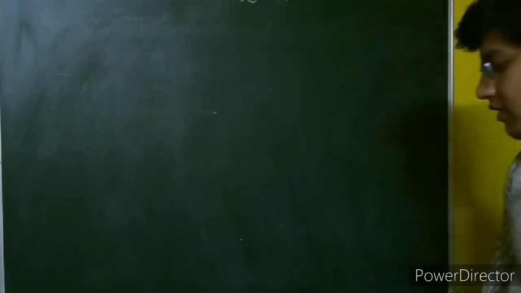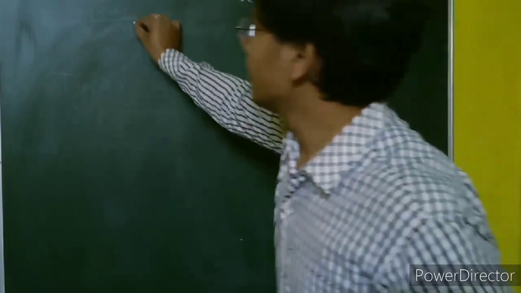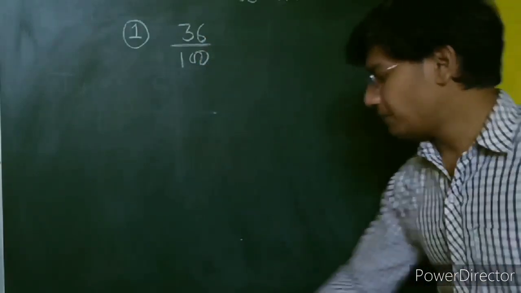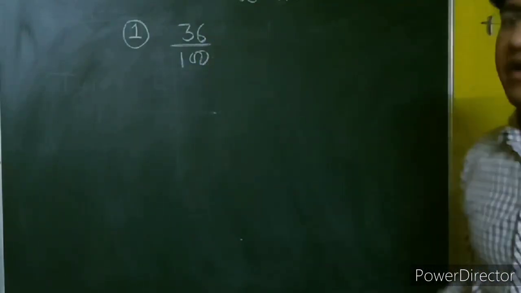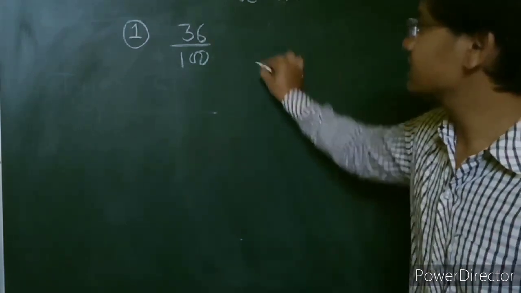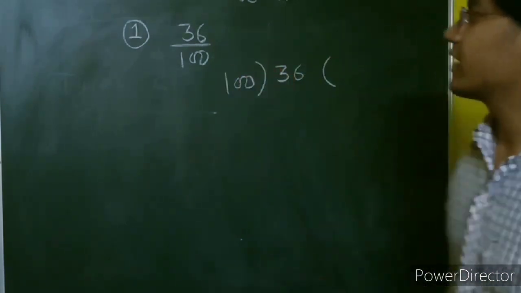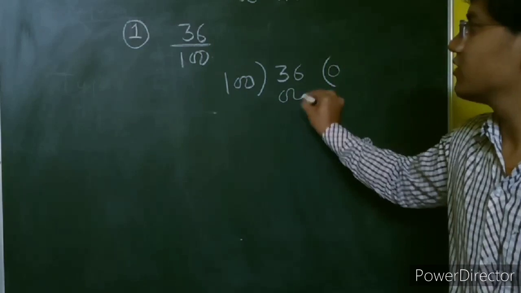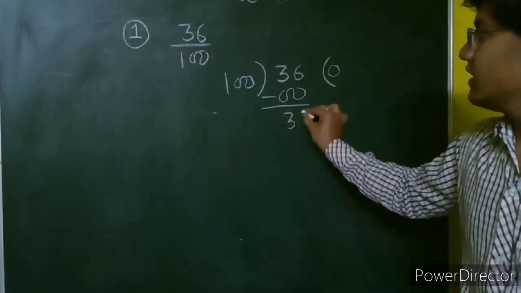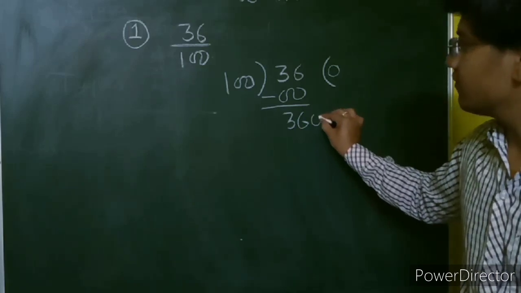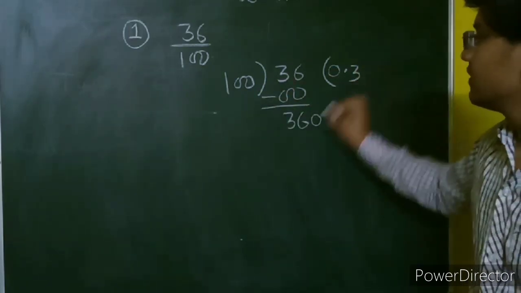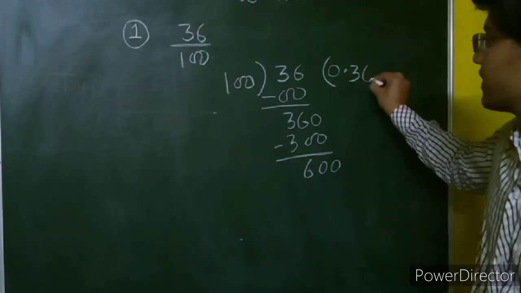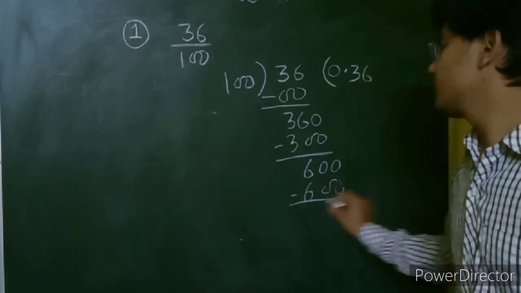Here 6 questions are given. I am going to solve 3 questions out of them. First one is 36 upon 100. We have to divide this 36 by 100. So we will write 36 divided by 100. Now in hundred's table 36 is not coming, so we will consider here 1 0. So 0 0, 36 minus 0, 36. We will consider here 1 0, so point will come. 100 3 is 300 and minus 60, so it will become 600, 100 6 is 600.